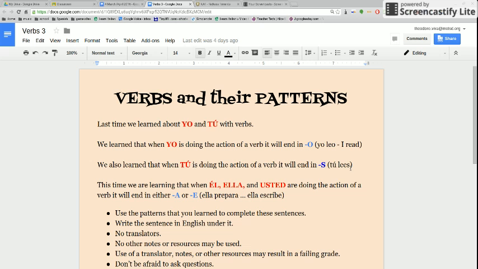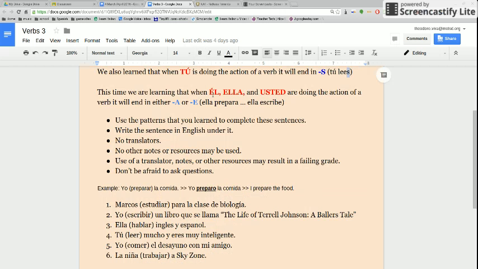This time, we're going to be learning about when él, ella, and usted are doing the action of a verb. Just to remind you, él means he, ella means she, and usted means you if you are talking to a grown-up. When él, ella, and usted are doing the action of a verb, it will end in either A or E. It just depends upon the verb. Here are two examples: ella prepara, she prepares, and ella escribe, she writes. Here you can see the A pattern and the E pattern.